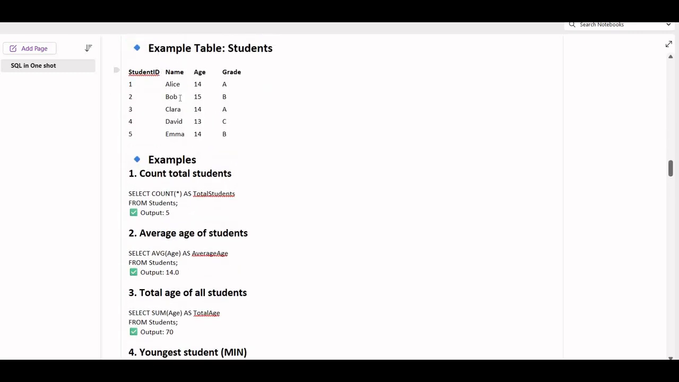How many total number of students are there here? You have to count. So how many total number of students are there? It should give 5 as an output. See, SELECT COUNT(*) AS total_students FROM students. Here AS is used as an alias. Alias means, when you give the output in the table, what is the column name? It should be total_students as the column name, and it gives the count as 5.